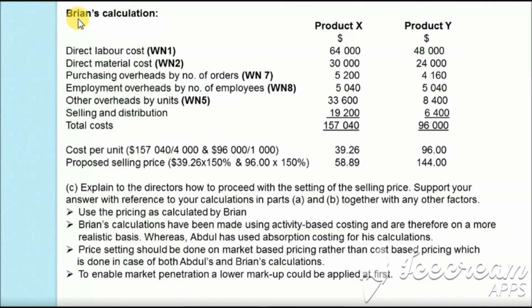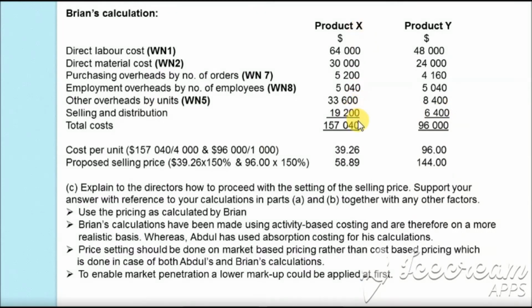Next, we'll make the statement for Brian's calculation. We'll start with the direct labor cost, which we have done in the first working notes, then the direct material cost, which we calculated in the second working notes, purchasing overheads based on the number of orders, which was calculated in the seventh working notes, employment overheads based on employees, which was calculated in the eighth working notes, other overheads, which was calculated in the fifth working notes, and the selling and distribution cost, which was already given in the question.